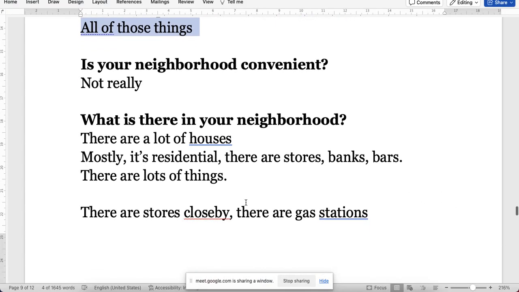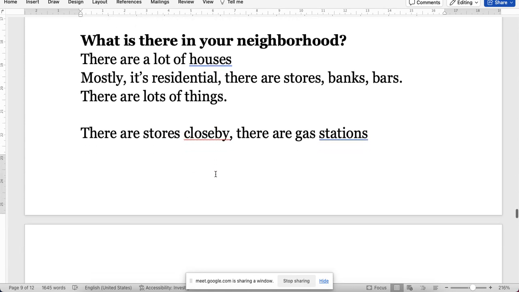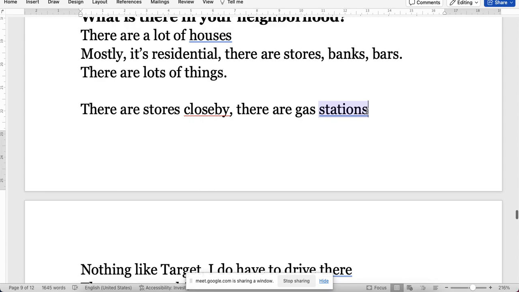Okay, good. So, what is there in your neighborhood? Ya antes de esto hemos visto que decimos there are, para decir que hay varias cosas, como there are a lot of houses. There are a lot of things. Yo puedo decir there are gas stations, o puedo decir there is a gas station, si solamente hay una. Good. There are stores close by. Este close by es cercanas, que quedan cerca, right?